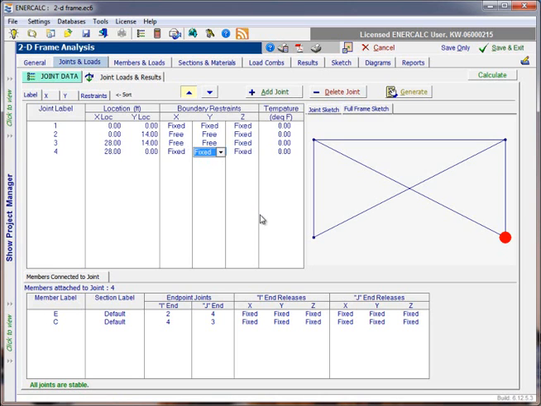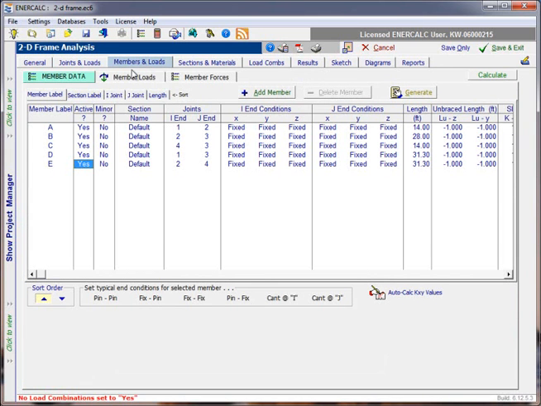Okay, so at this point, we have correctly established all of the boundary restraints for the 4 nodes in this model. Now what we'll do is move to the Members and Loads tab, Member Data subtab, and we need to pay some attention to the member end conditions at both the I end and the J end.